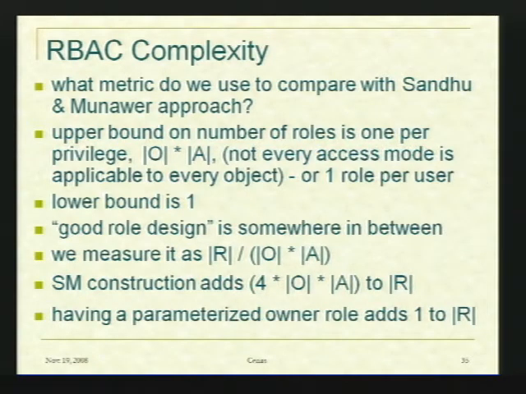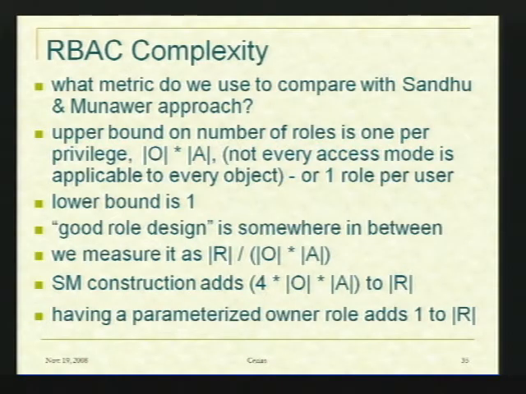So, given that we have a single parameterized owner role instead of an owner role for each user, how do we compare? What kind of metric do we use to compare this with the previous approach from Sandhu and Munawer? So the upper bound on the number of roles is the number of permissions, or maybe the number of users. So you could argue that the role design may have a longer life than the users who come and go from a company. So we'll focus on the privileges in the role design rather than the users. And it's an upper bound because not every access mode may be relevant for every object. So different kinds of objects have different kinds of access modes. We could just have one role, but that's not very useful.